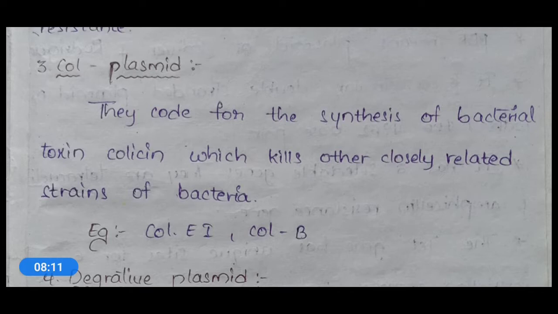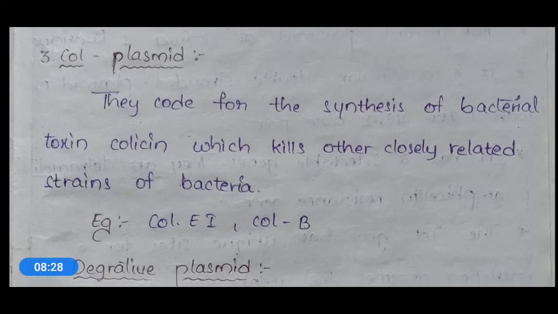The next one is the col plasmid. These col plasmids code for the synthesis of the bacterial toxin colicin, and this colicin will kill closely related strains of bacteria. Example col E1, col B. The next one is the degradative plasmid.